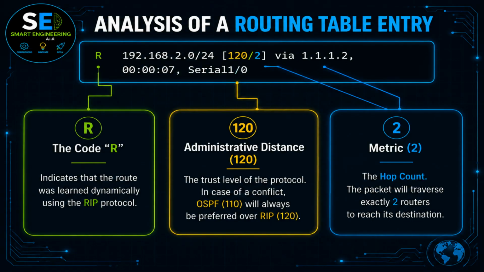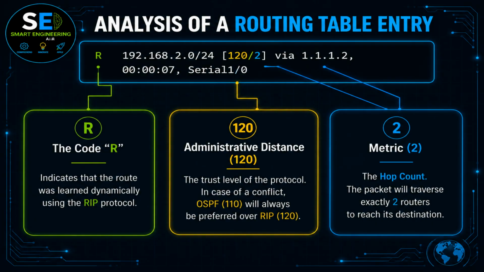Let's now learn how to read and interpret a routing table entry. At the beginning of the line, we see the letter R. This code indicates that the route was learned dynamically through the RIP protocol. Next, we have the destination network, 192.168.t.0/24. Inside the brackets, the first value is the administrative distance.